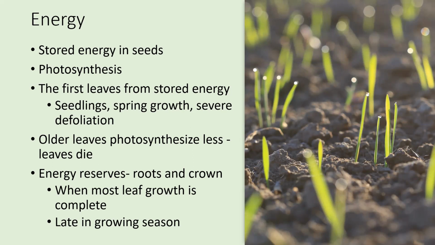The older leaves photosynthesize less and leaves will eventually die. And so energy reserves. So the plant is going to store extra carbohydrates when it has that available. So with grasses, it's going to be stored mostly in the roots and crown of the plant. And most of that energy is going to be stored when the leaf growth is complete and late in the growing season. So as you go into fall, those plants are going to be pushing a lot of energy down into their roots and crown to store for the next year's growth.